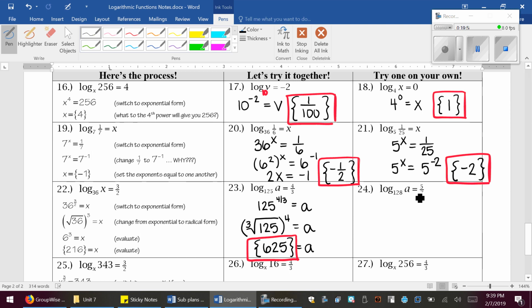Log base 128 of a equals 5/7. Switch it to exponential form. 128 to the 5/7 power is equal to a, and we can evaluate the left side. The 7th root of 128 to the 5th power, that's from last chapter. The 7th root of 128 is 2. 2 to the 5th power is 32.